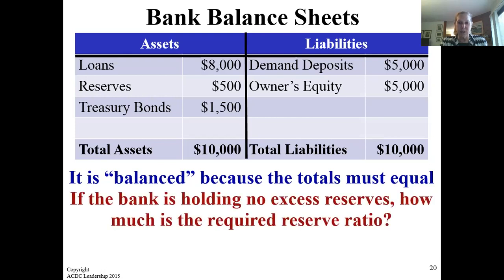If the bank is holding no excess reserves, what is the required reserve ratio? 0.1 or 10%. See, they have demand deposits of $5,000. Their reserves are $500. So that's 0.1 or 10% of the total demand deposits. That's how you determine what the reserve ratio is.